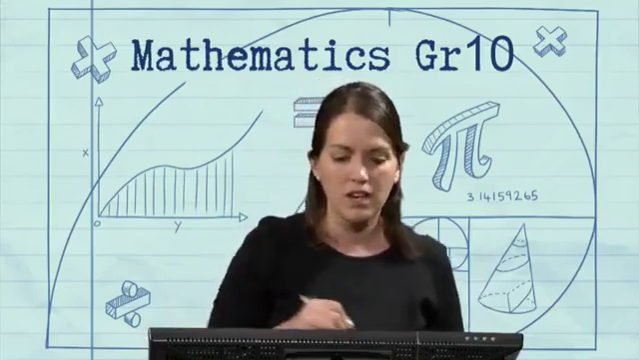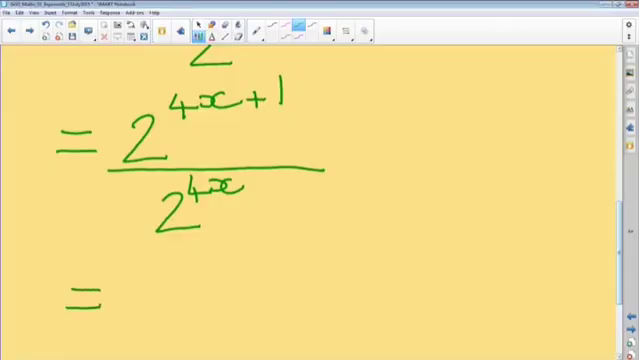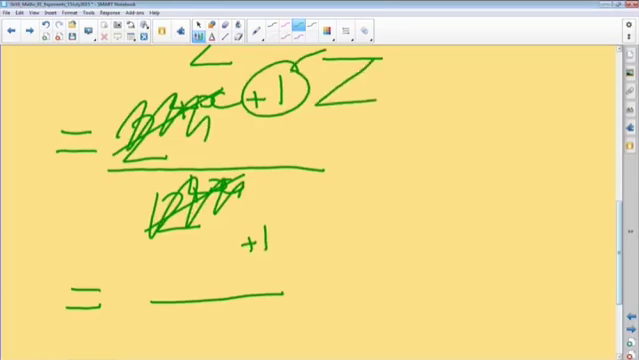So, if I was sitting in my grade 10 exam and I saw this problem, I would cancel off 2 to the power of 4x and 2 to the power of 4x. But then, can you see my problem? I don't know what to do with that plus 1, because I've cancelled this and I've cancelled that, and now I have a nice little Christmas decoration hanging off my Christmas tree. There it is. So what do I do with it?